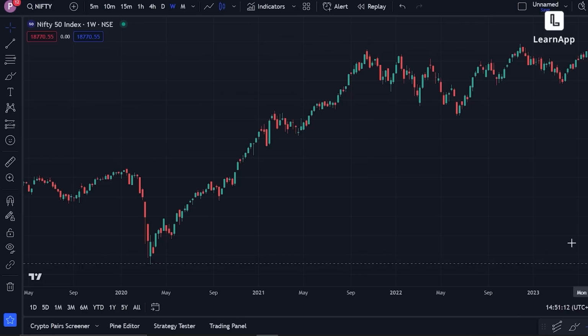Okay, this was the longer time frame. Let's go to the shorter time frame. Open the 15-minute chart.